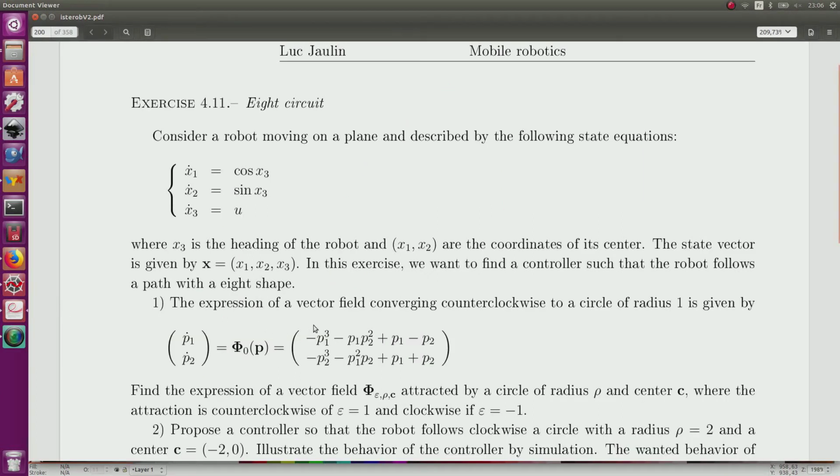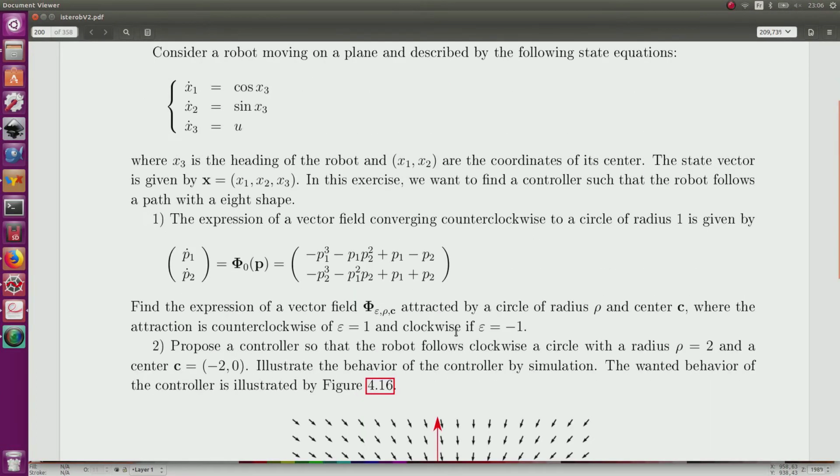To start the exercise, the first question asks me to give the expression of a vector field which has a limit cycle corresponding to a circle of radius 1, and the rotation is counterclockwise. So I will first check this using Python.